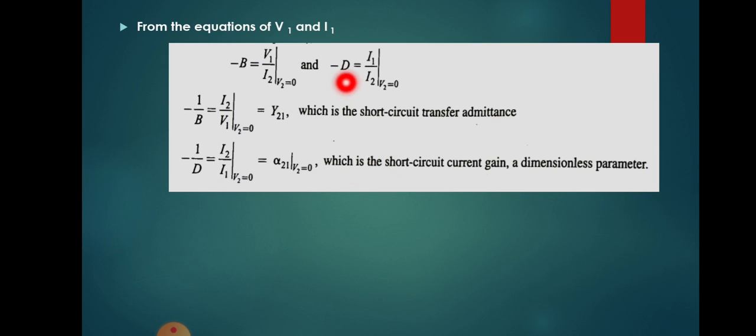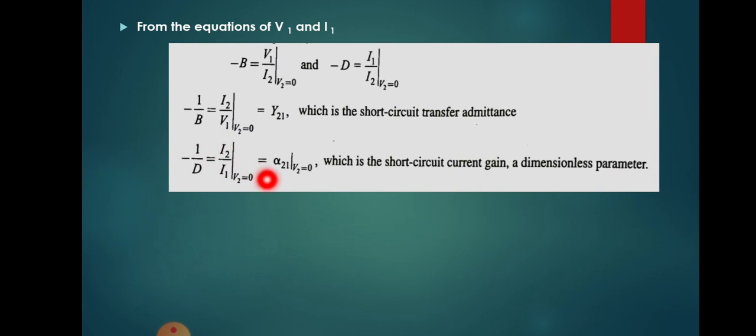Next, similarly, we have the minus D value. When we take the inverse of this minus D, we will get minus 1 by D, that will be equal to I2 by I1. That means it is the ratio of output port current by input port current. So it is representing the current gain, right? And it is obtained when V2 equals 0. That means when we short circuit the second port, we obtain this quantity. So we can say it is a short circuit current gain.